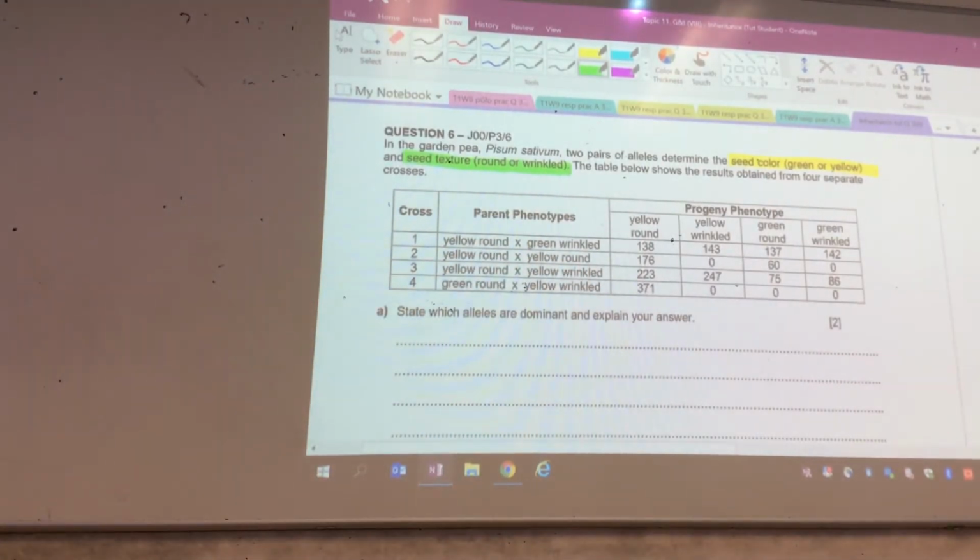So what can you do about this? They give you the offspring, so what can you do about it? You can try and figure out a ratio and see if it's a ratio that's familiar to you. So the first one is about 1, 1, 1, 1. Something that you're familiar with. The second one is 3 here and 1 here, but the rest is 0. The third one is about 3, 3, 1, 1.